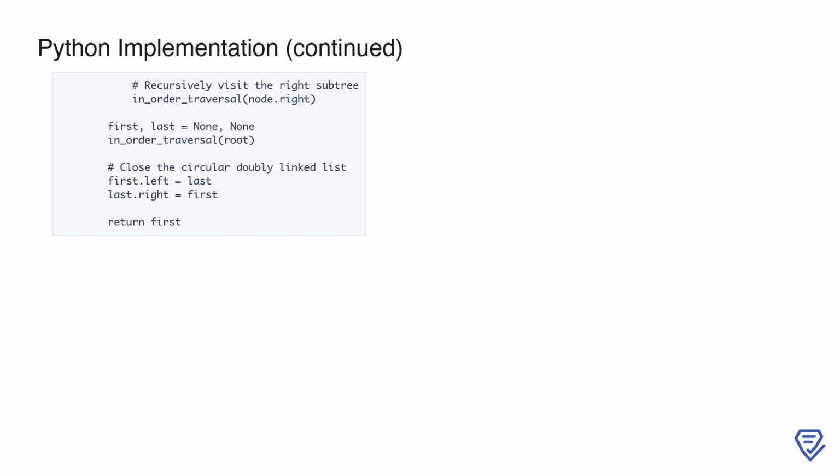Once the in-order traversal is complete, we have processed all nodes in sorted order and linked them into a doubly linked list. At this point, first points to the smallest node, and last points to the largest node. To complete the transformation into a circular doubly linked list, we connect the first node's left pointer to last and the last node's right pointer to first. This ensures that the list is circular, with the smallest node linking back to the largest node and vice versa. Finally, we return first, which serves as the head of our circular doubly linked list. This head allows us to traverse the entire list in sorted order starting from the smallest element.